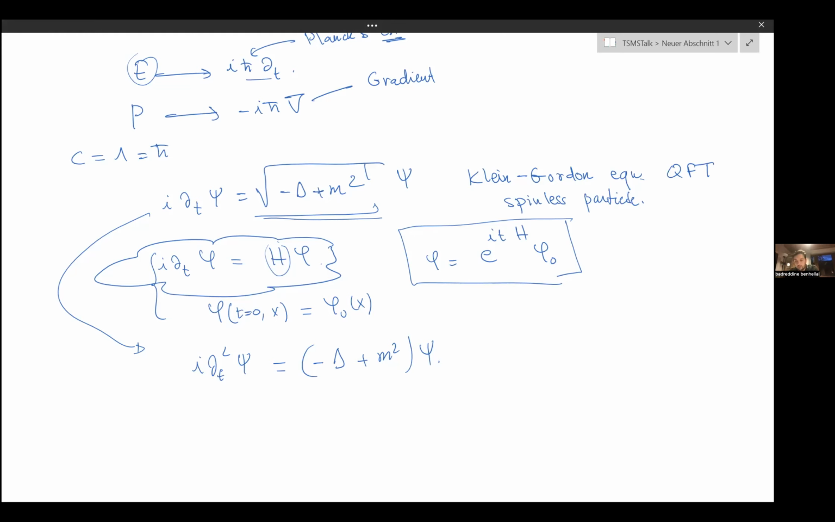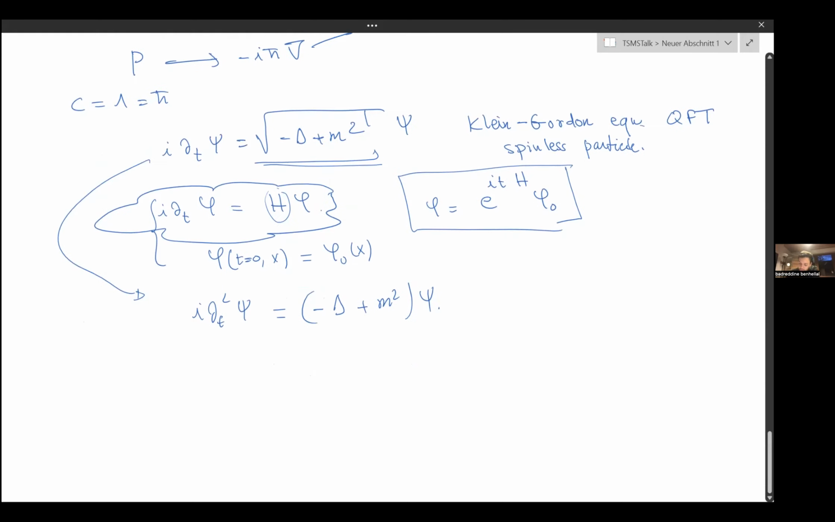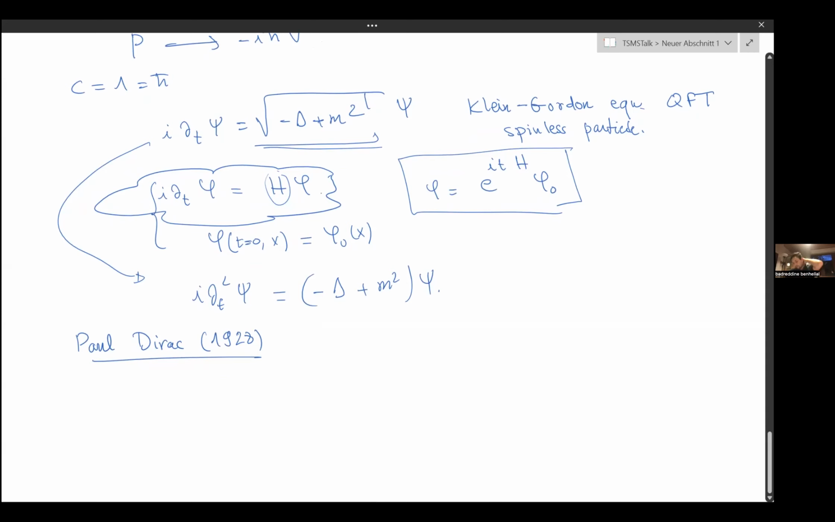We don't want to describe the motion of particles which have speed close to the speed of light. So then you have these guys. So Paul Dirac, I guess everybody knows who he is. Okay, so the idea of Paul Dirac is to find that equation in the following way.